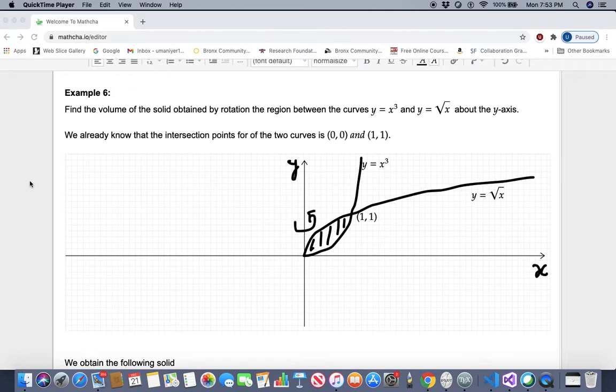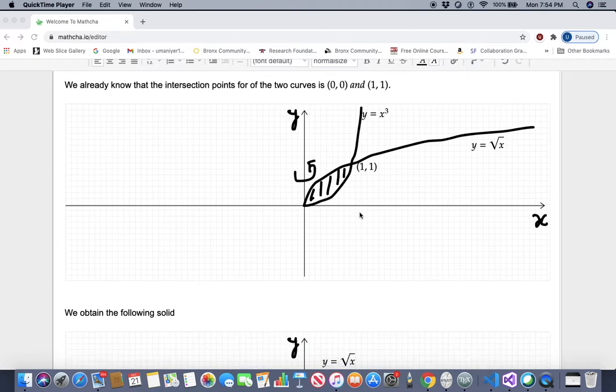Welcome back. In this example 6, we want to find the volume of the solid obtained by rotating the region between the curves y equals x cubed and y equals square root x. So the same region as in the previous problem, but now you want to rotate it about the y-axis. We have already seen in our previous example, the intersection points are (0, 0) and (1, 1).